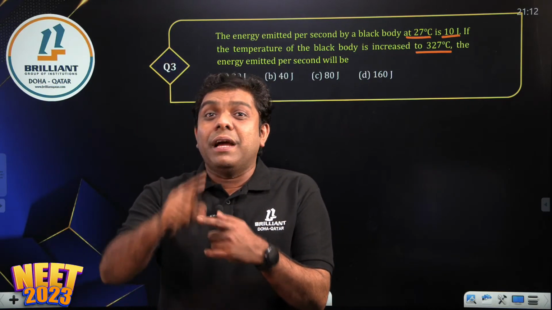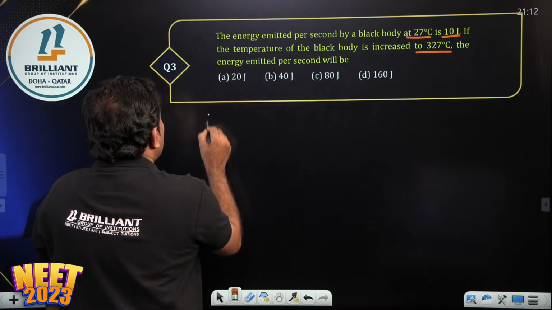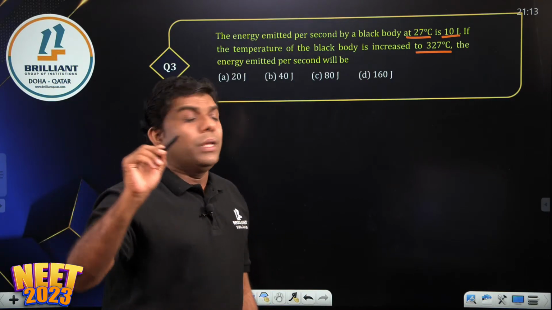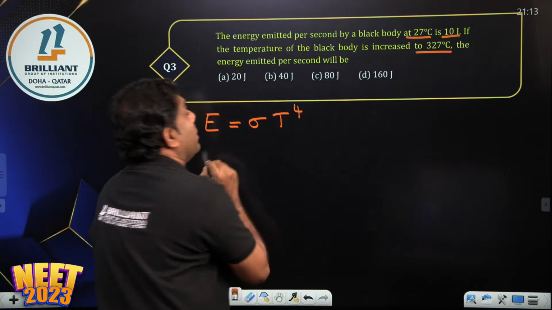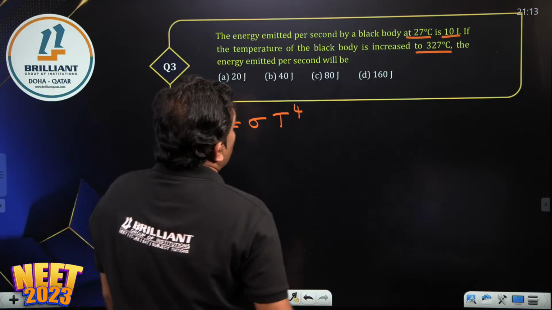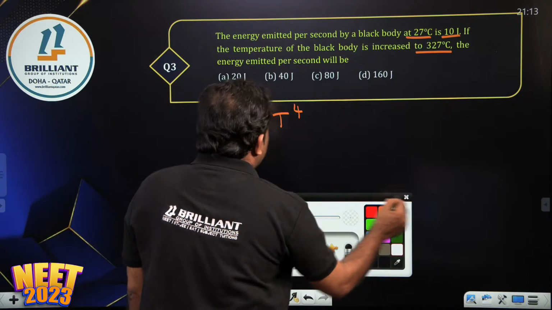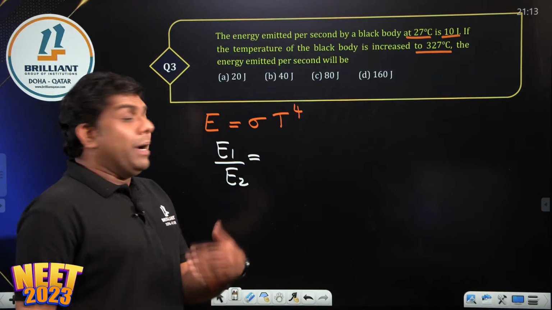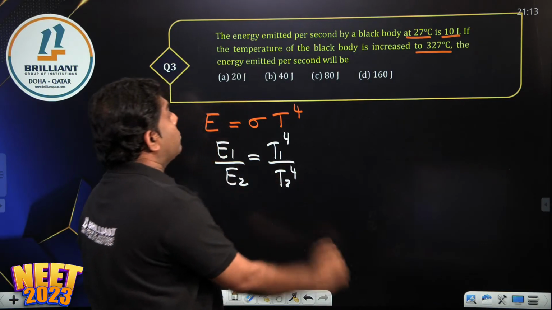So we know it's a very important law. As I said before, we have Stefan's law. What is Stefan's law? The energy released from a black body per unit area in unit time is equal to sigma T raised to 4. It is proportional to the 4th power of absolute temperature. So here, taking the energy in the first case, I can write the equation E1 divided by E2 is equal to, sigma is cancelling, the ratio T1 raised to 4 by T2 raised to 4.